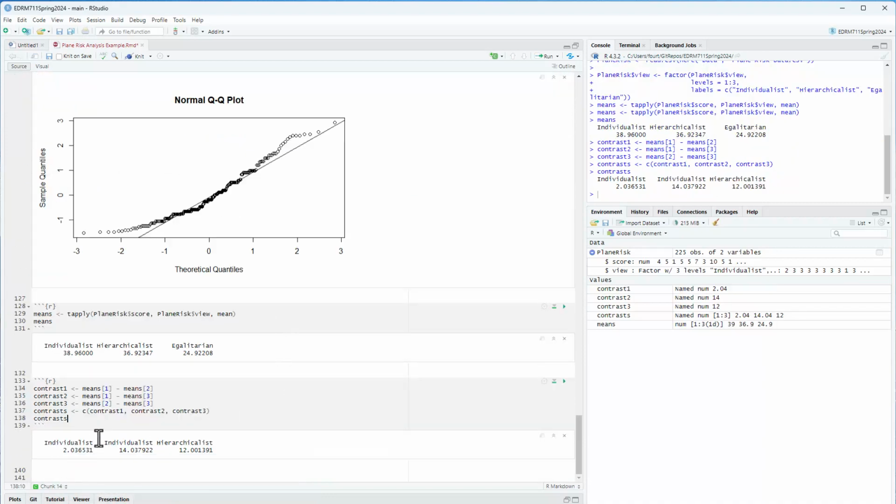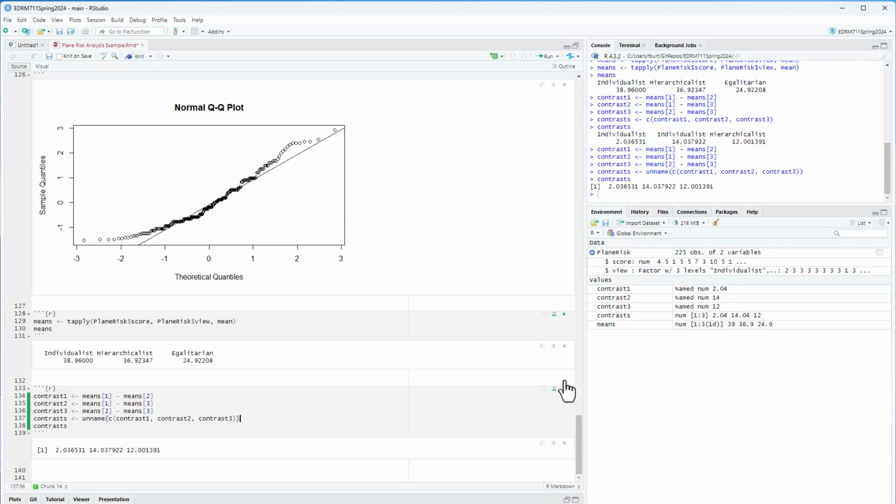All right, and oh, I don't like those labels that it put on. It kept the labels from my groups. So let me go ahead and rename this. All right, there we go. So this 2.04 is the contrast 1. That's the difference between individualist and hierarchicalist.